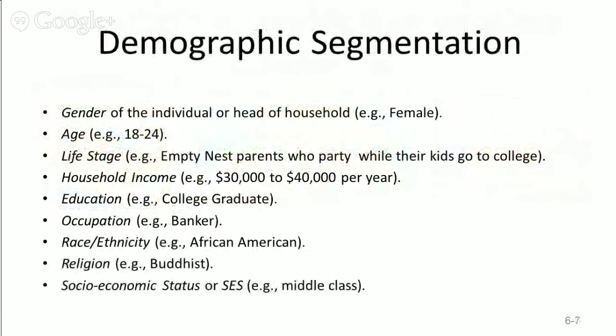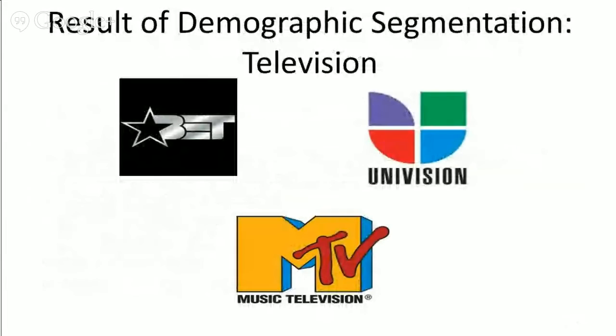Okay, demographic segmentation here, there's a bunch of different types. Gender and age, income are kind of the big ones. Religion certainly is a big one as well. Ethnicity also is a considerable one. Okay, as a result of demographic segmentation, we could look at these three television channels. BET, Univision, MTV all have very distinct target markets. So clearly, segmentation allowed these companies to identify who they were.